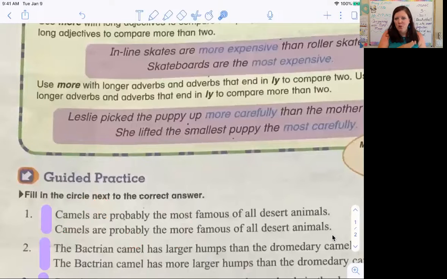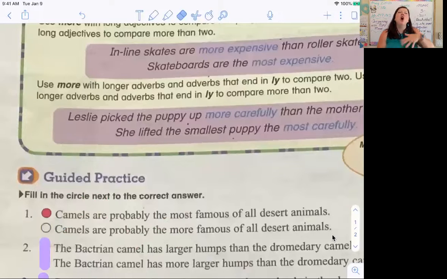Back up one word. What's that word right there? The. Do you remember which word we use when the comes out in front? Let's see if you answer correctly. The first one, we're going to use most whenever we have a the out in front. Now let's read the correct sentence together. Ready, begin. Camels are probably the most famous of all desert animals.